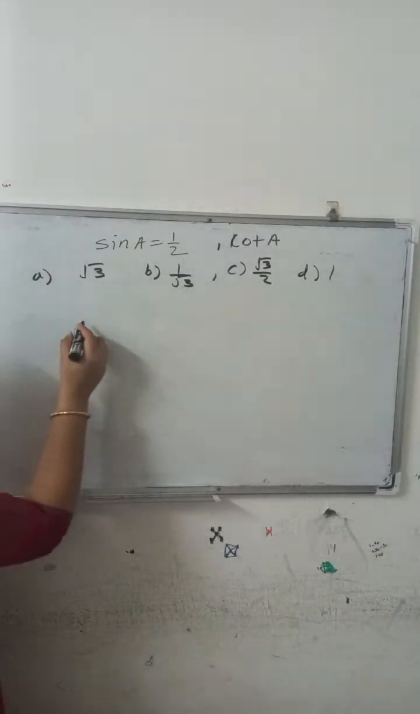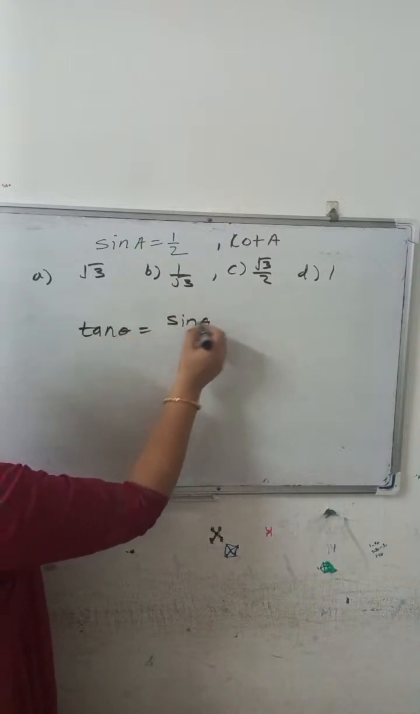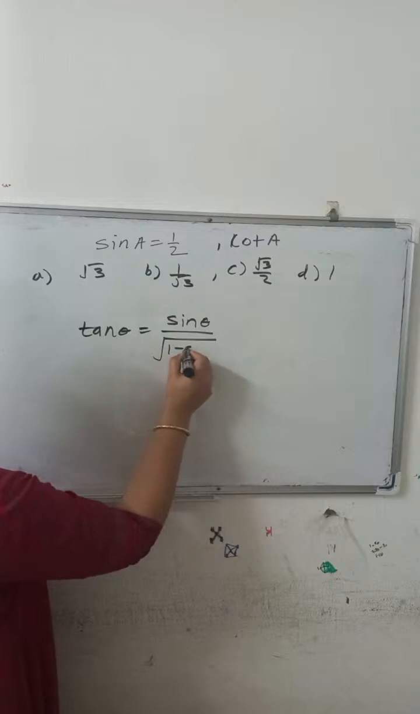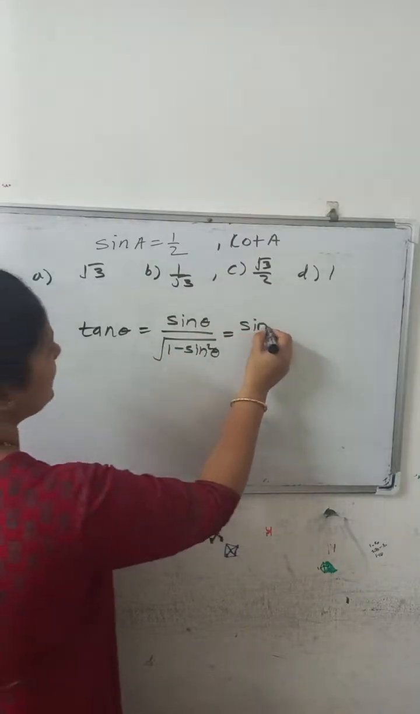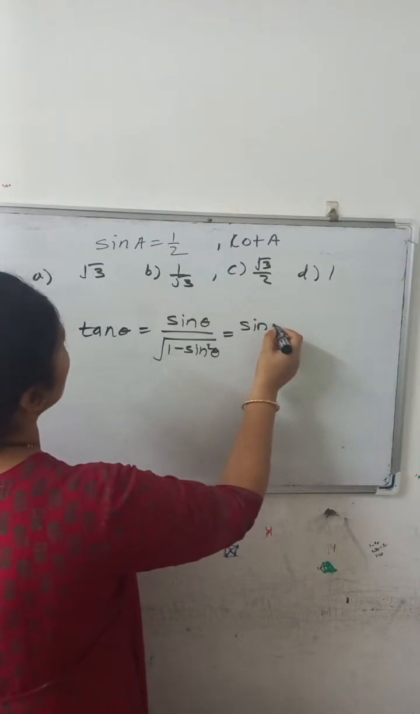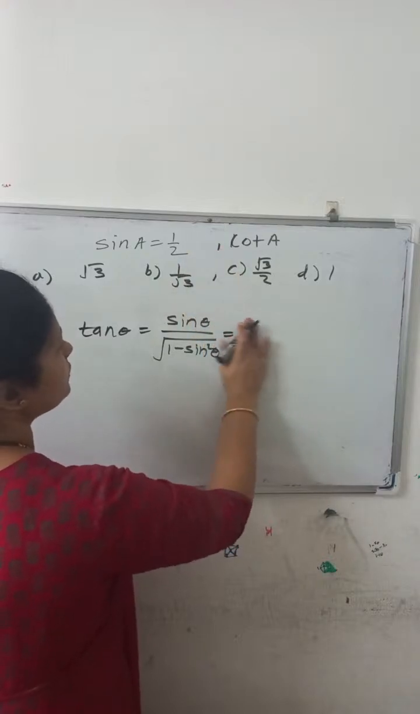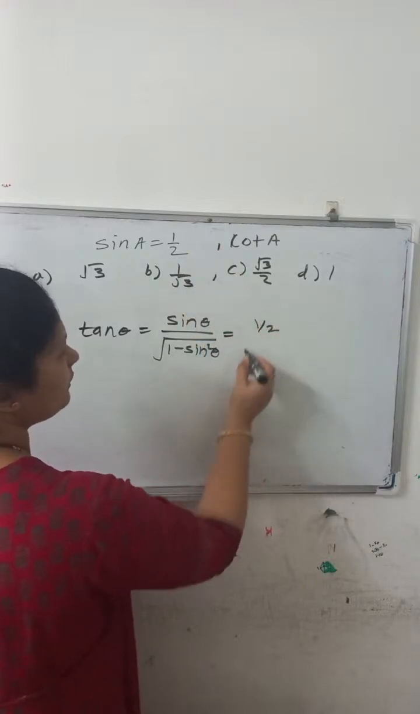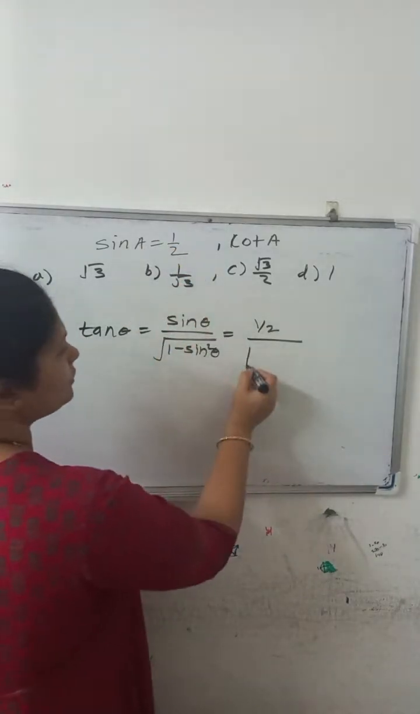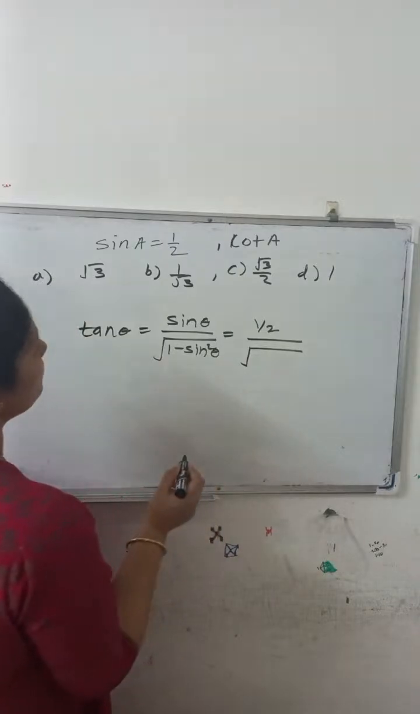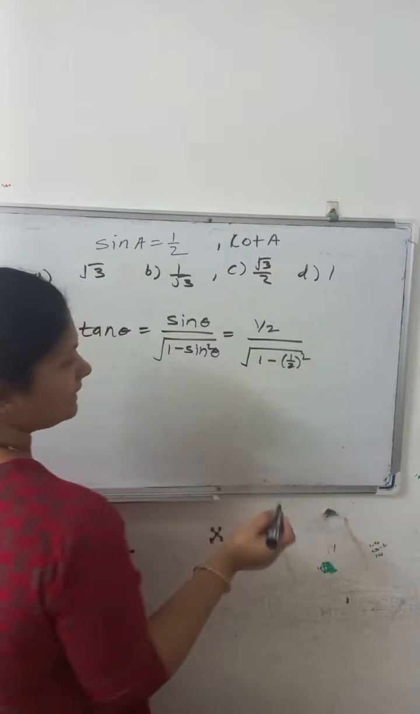Okay, just now we did this, no? Tan theta is equal to sin theta upon square root of 1 minus sin square theta. So here we can write sin theta, that is sin A, which is nothing but half. So I will substitute the value of half over here because sin A is nothing but half. So here 1 minus sin square, that is 1 minus (1 by 2) whole square.